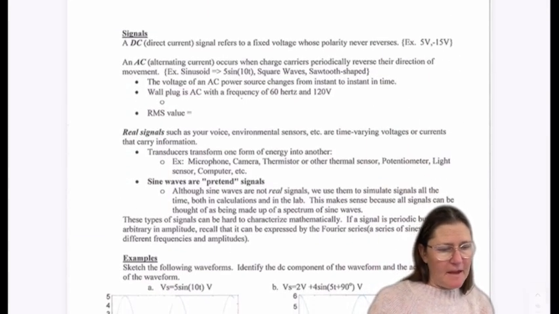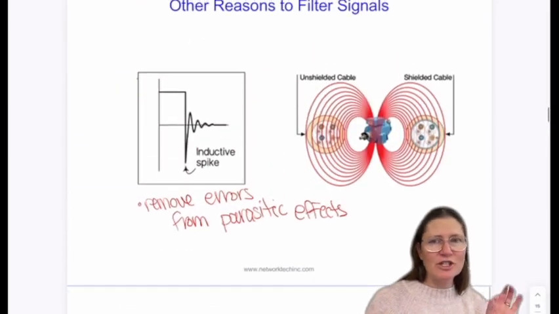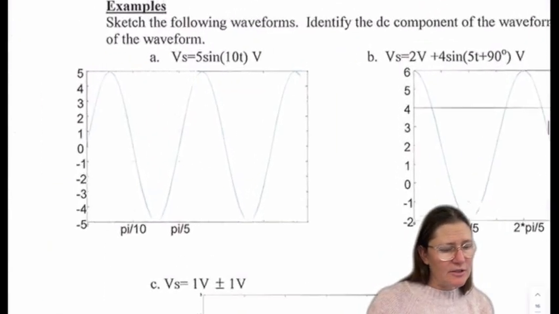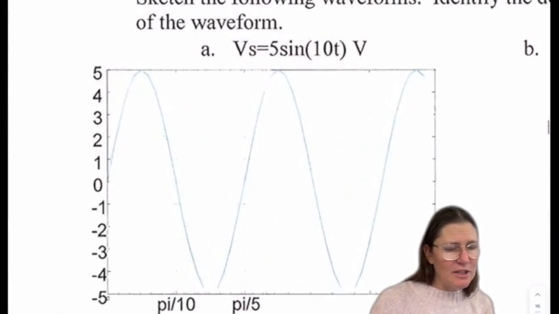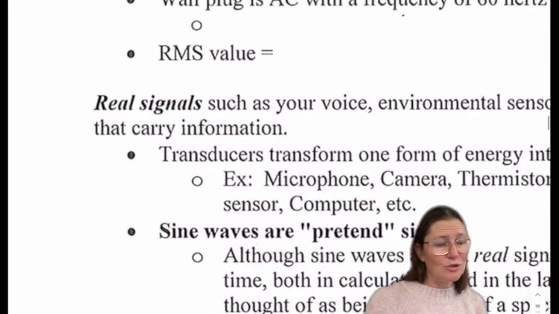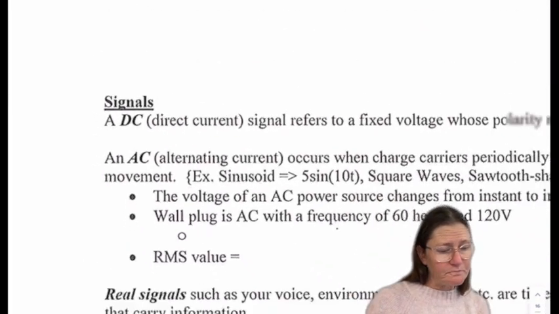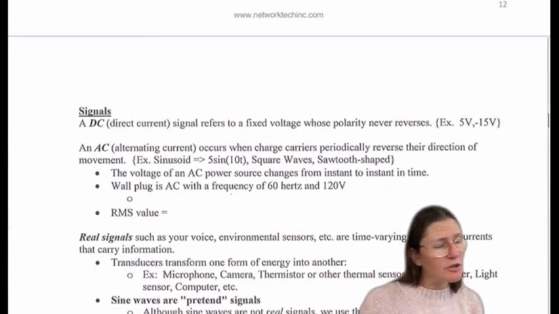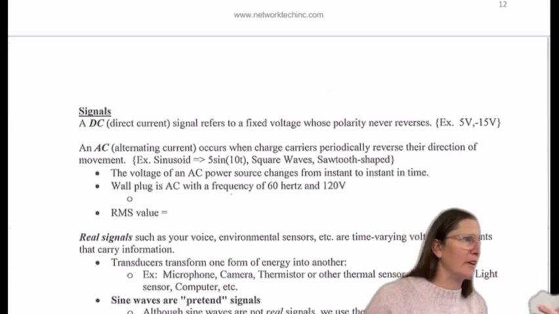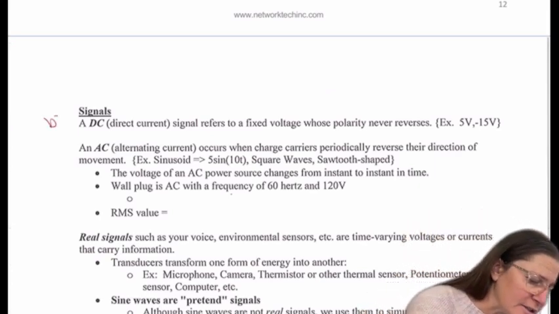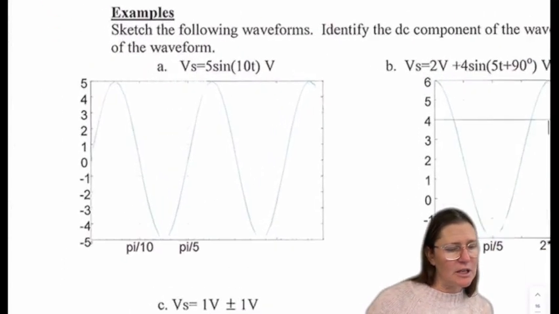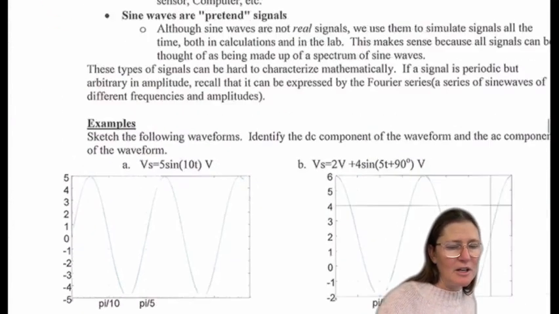Okay. The next thing that we kind of have to understand is a signal itself. So different kinds of signals. There's two signals, AC, DC. So DC is a direct current, usually a fixed voltage, like 5 volts, minus 15 volts. So usually batteries would be a DC signal, and an AC signal is going to be any sinusoid.